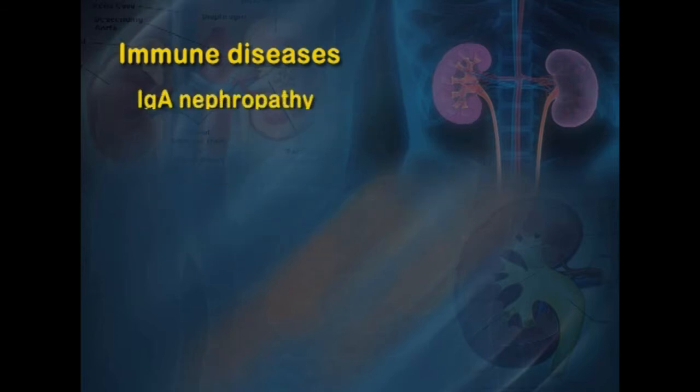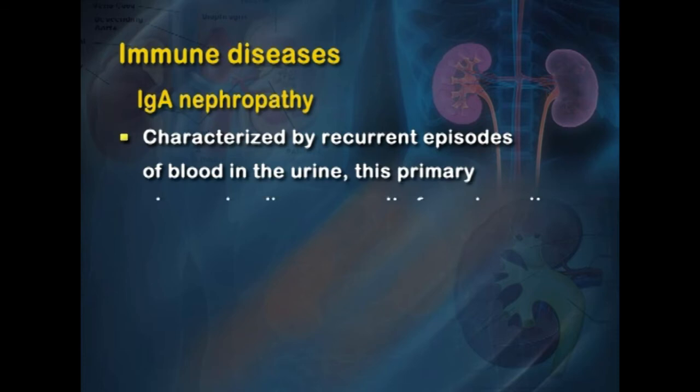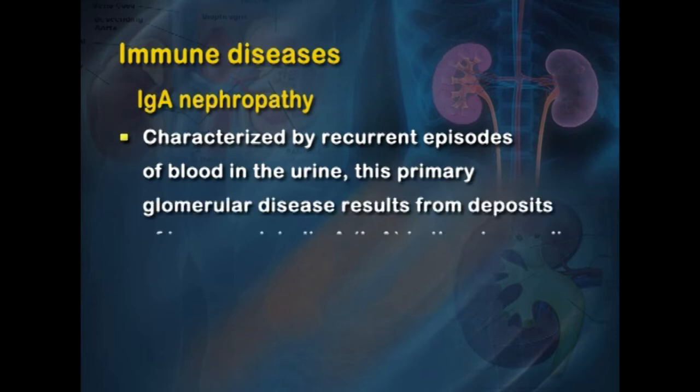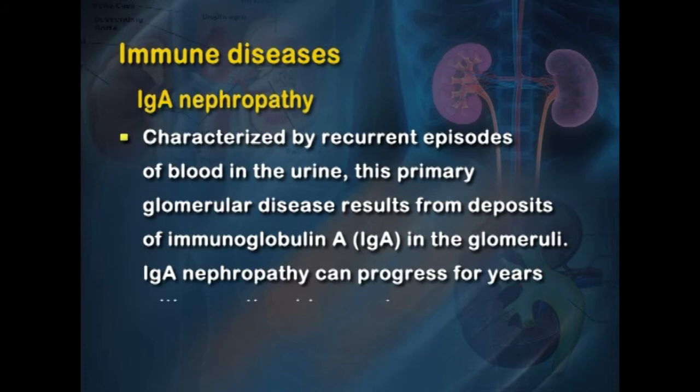The third category in the immune diseases is IgA nephropathy. It is characterized by episodes of blood in urine. This primary glomerular disease results from the deposition of immunoglobulin A, IgA, in the glomeruli. IgA nephropathy can progress for years without any noticeable symptoms.